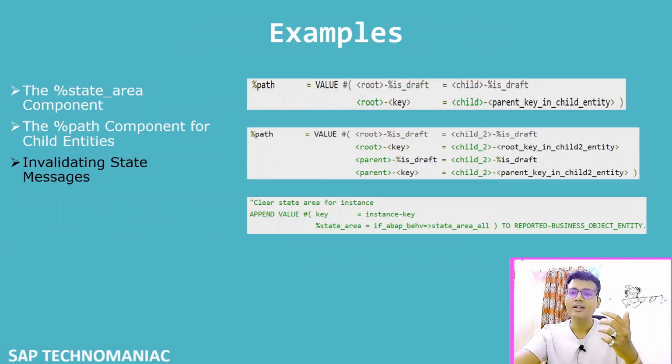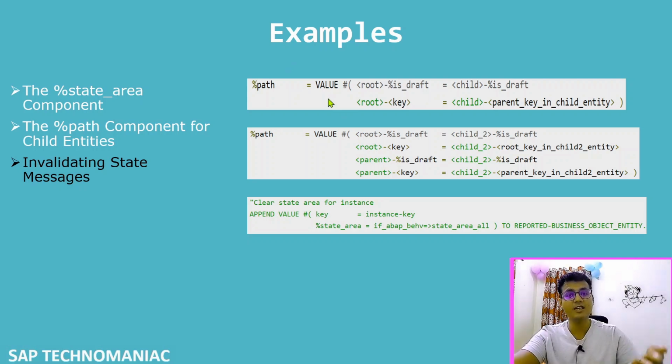Now let's talk about some examples. Here I have given some examples of the transitions. Whenever we pass the transition message, we have to pass the path as well. One of the elements is discussed in the path. If you are sending this message from the child entity or grandchild entity, then you must pass this particular path.